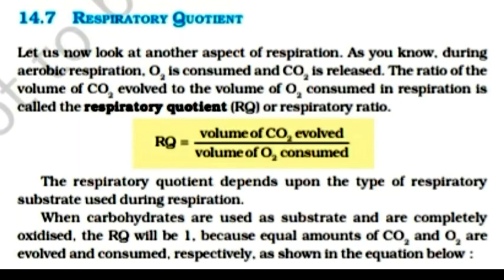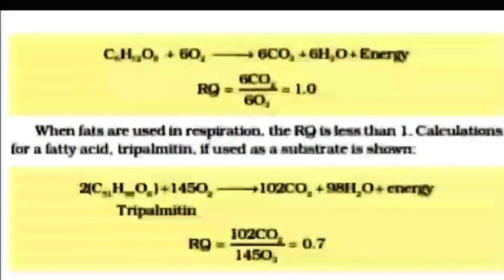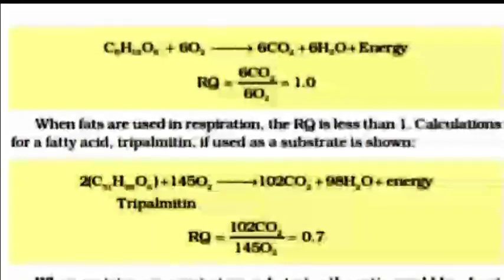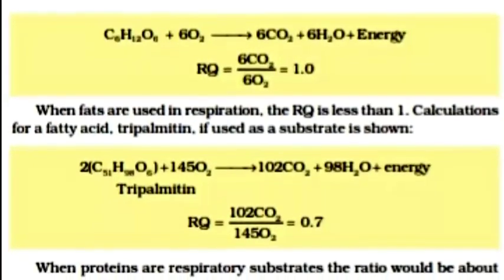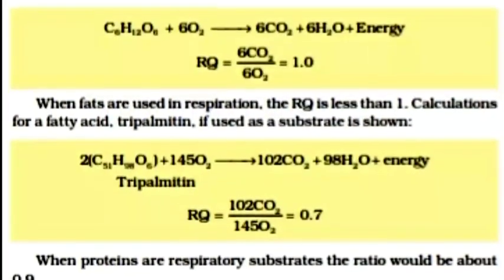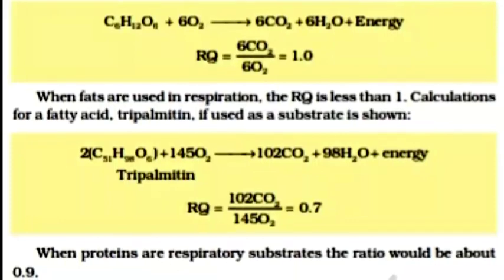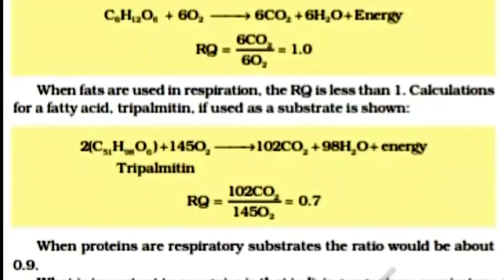When carbohydrates are used as substrate and are completely oxidized, the RQ will be 1, because equal amounts of carbon dioxide and oxygen are evolved and consumed respectively, as shown in the equation below: glucose plus 6 O2 gives 6 CO2 plus 6 H2O plus energy. RQ equals 6 CO2 divided by 6 O2, which is equal to 1.